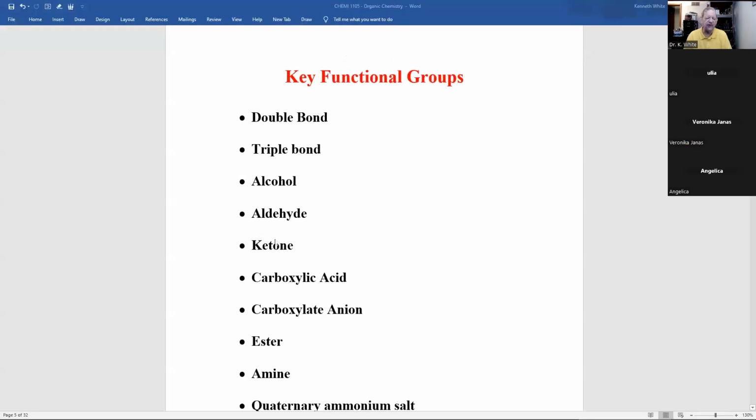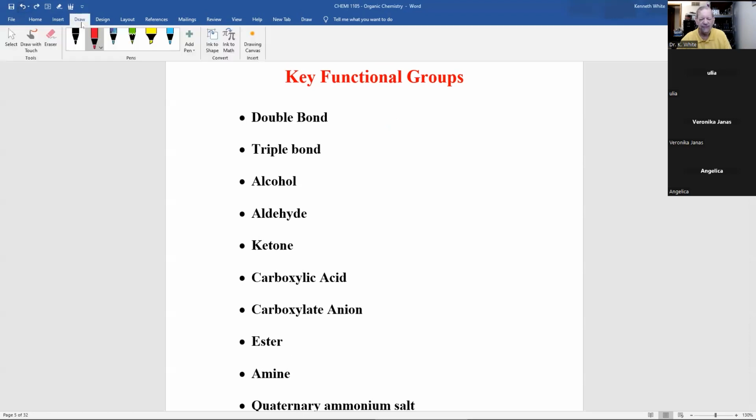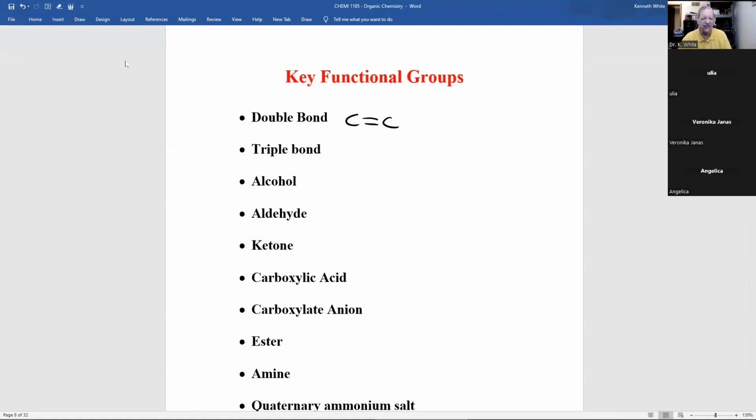Now, the switch is totally off, and Dr. White's going to have some fun himself. A double bond. Oops, wrong color. Still wrong color. Sorry about that. Let's try this again. Two covalent bonds between two carbons, and that's a double bond. That's called a functional group.